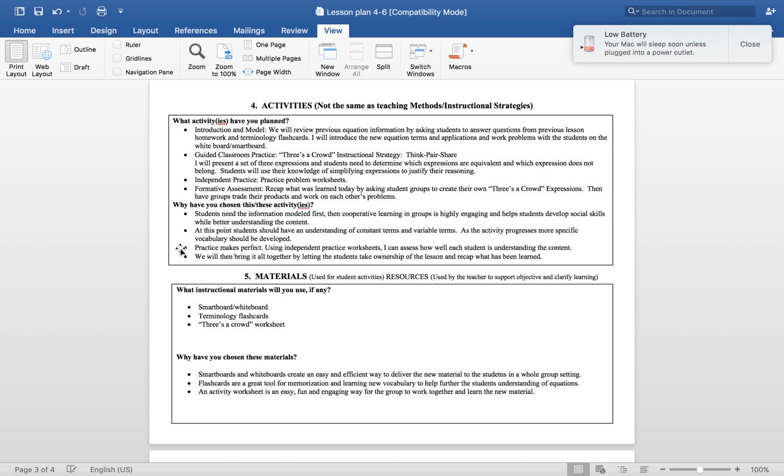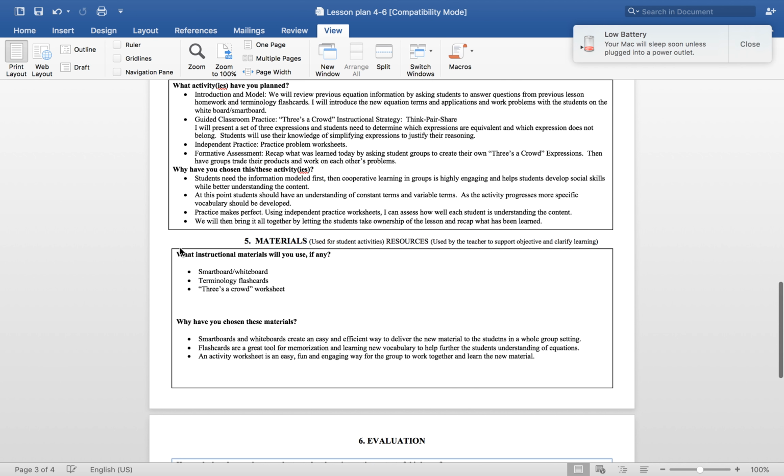Using independent practice worksheets, I can assess how each student is understanding the content, and we will bring it all together by letting the students take ownership of the lesson and recap what is learned when they get to make their own version of the activity.